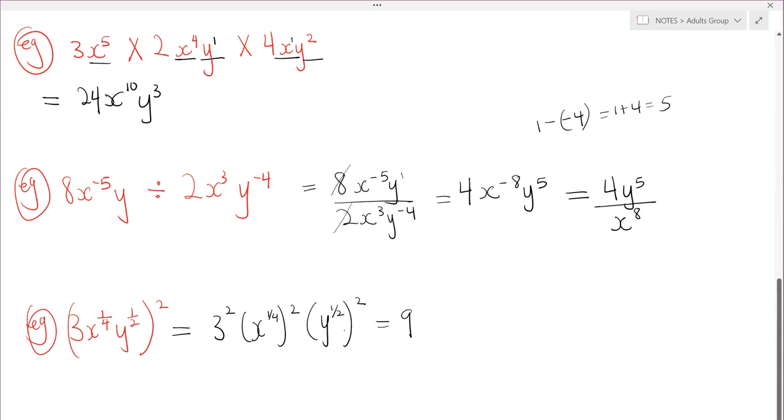So that's going to be 9. We know that we multiply powers. So that's going to be a quarter by 2. So that's x 2 over 4. And then y 2 over 2, because we're just multiplying a half by 2 and a quarter by 2, which we can now simplify as 9 x to the power of a half y to the power of 1, because 2 over 2 is 1. So we just put it as y.